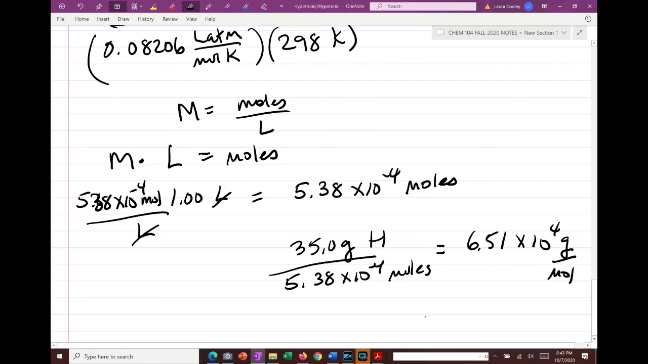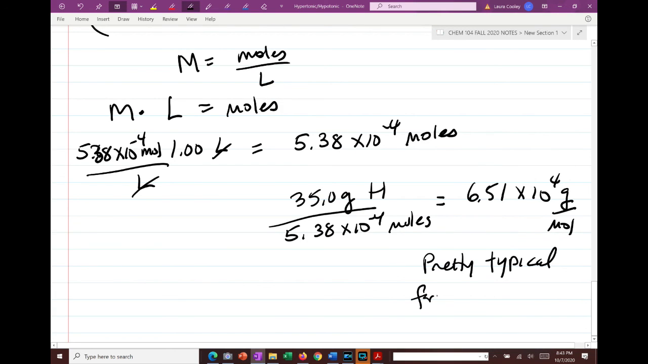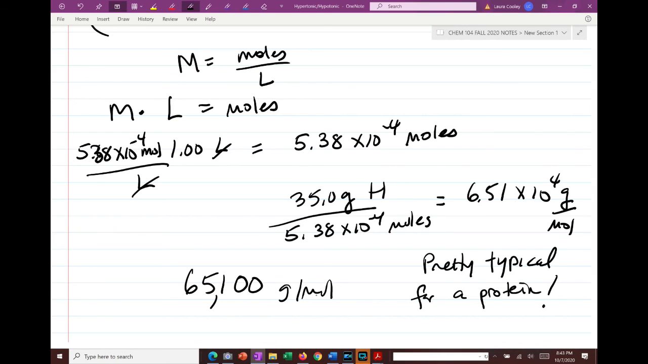So that's pretty typical for a protein to have a mass. This is 65,100, 65,000 grams per mole. Okay, all right. So that's basically the unit, that's the part of the unit on osmotic pressure.